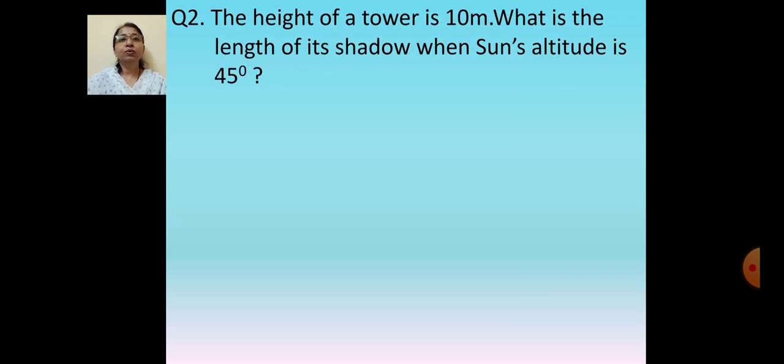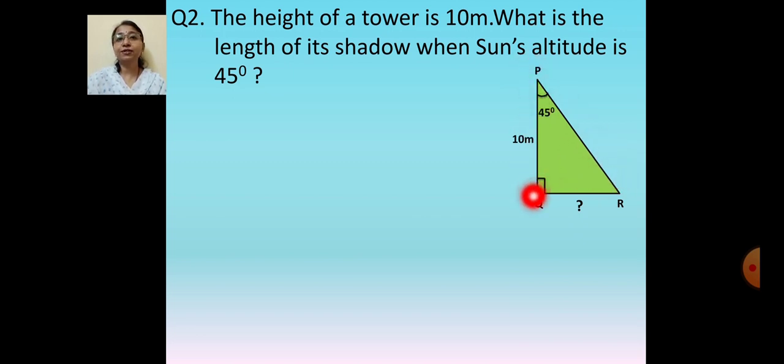Question number 2. The height of a tower is 10 meters. Now again same question, but let us see the same type of question can be asked in different ways. What is the length of its shadow when sun's altitude is 45 degree? So what is the meaning of sun's altitude? It means the angle made by sun rays with the object. So this angle QPR, this is angle made by sun rays with the object.